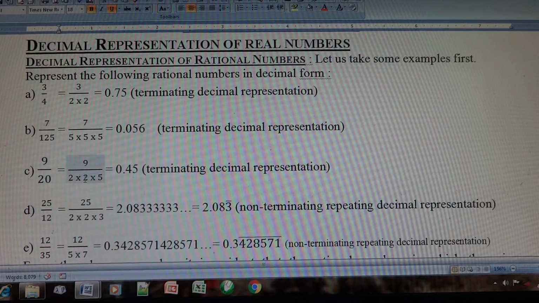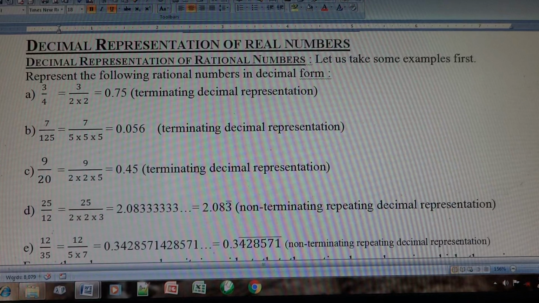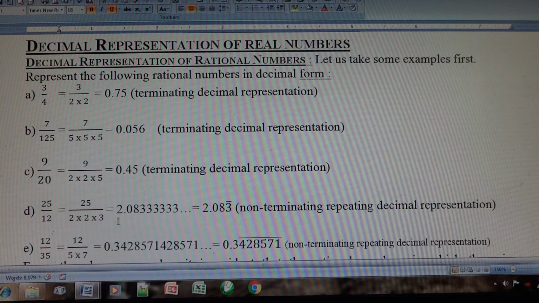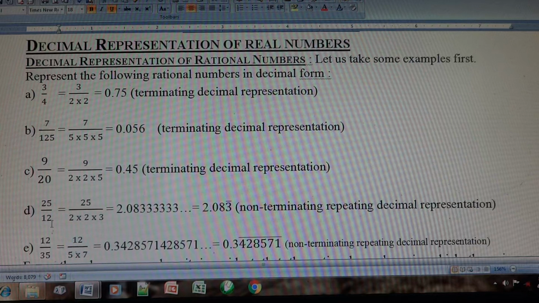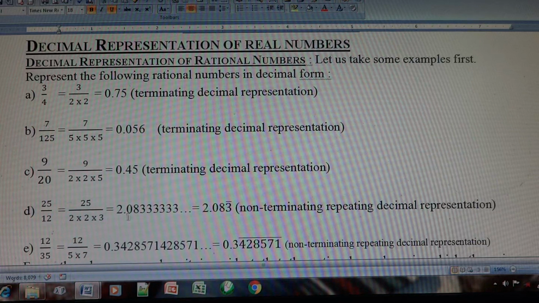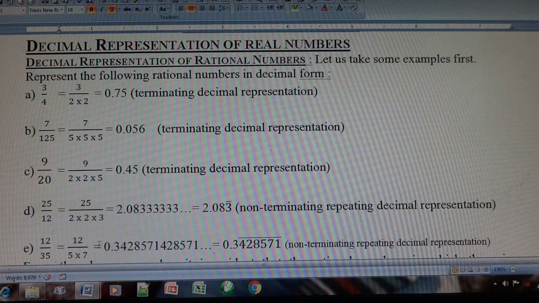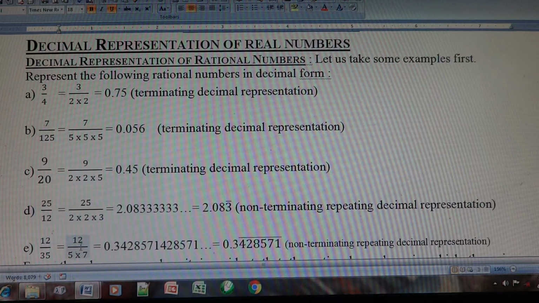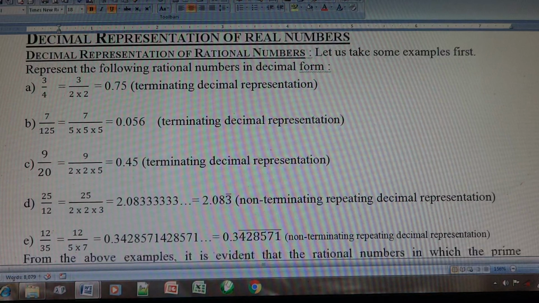9 by 20 can be written as 9 by 2 to the power 2 into 5, which is 0.45, again a terminating decimal. But see the last two cases. 25 by 12 is written as 25 by 2 to the power 2 into 3. It is a non-terminating repeating decimal. Again 12 by 35 is 12 by 5 into 7. It is also a non-terminating repeating decimal.